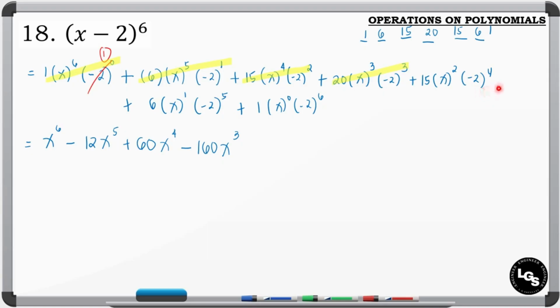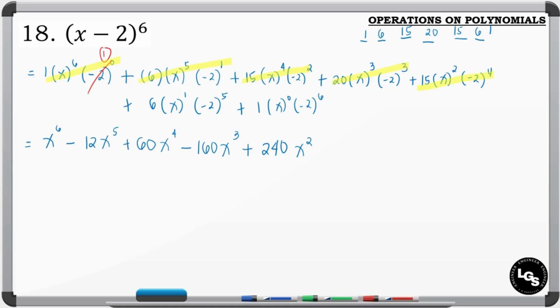Next, we have negative 2 raised to 4. This will result in a positive answer, so I'll be writing positive here. 2 raised to 4 is 16. Then 16 times 15 is 240. So 240, then x raised to 2, so that is x squared. Very good with this one.